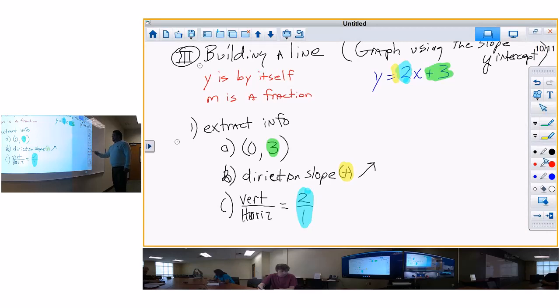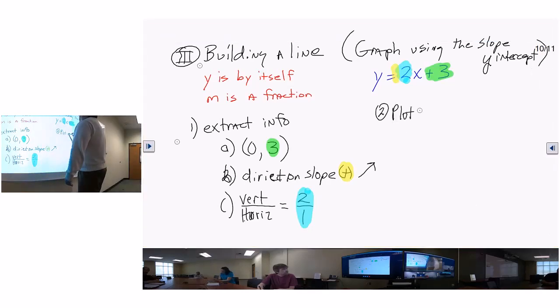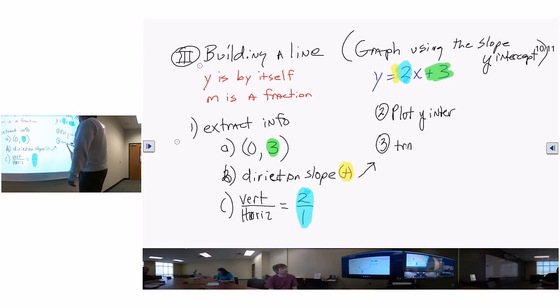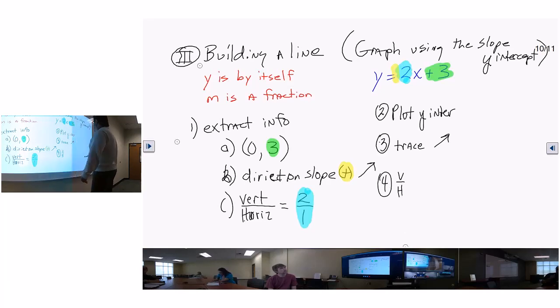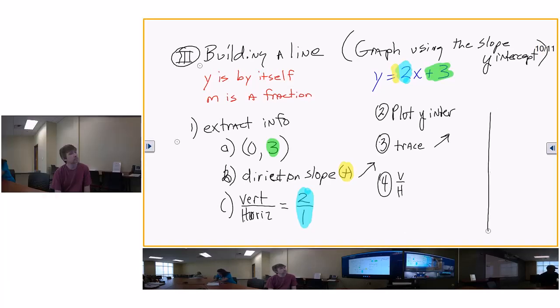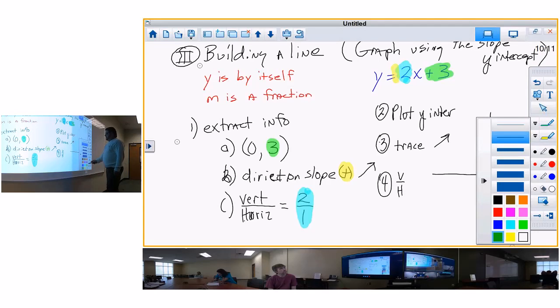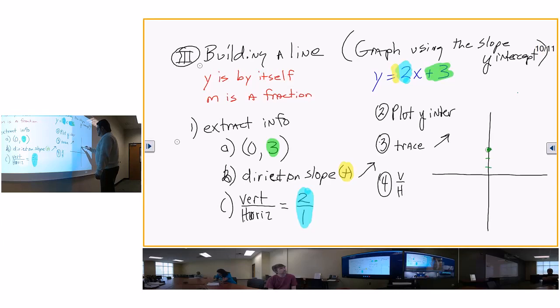Next thing you do: 2. Plot Y-intercept. 3. Draw a trace line, real light, left to right up. 4. Build with vertical over horizontal. So here we go. What's my Y-intercept? 0, 3. So I'm going to draw that in green. 1, 2, 3. There's my Y-intercept.